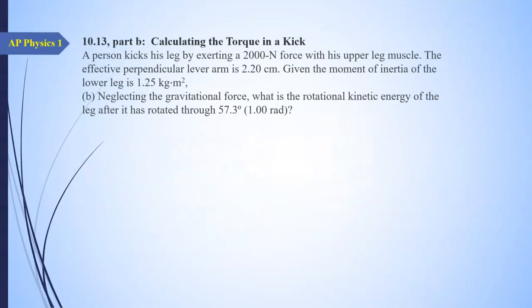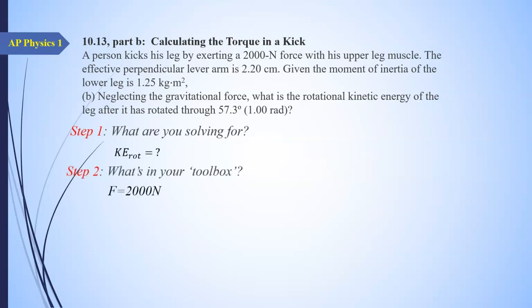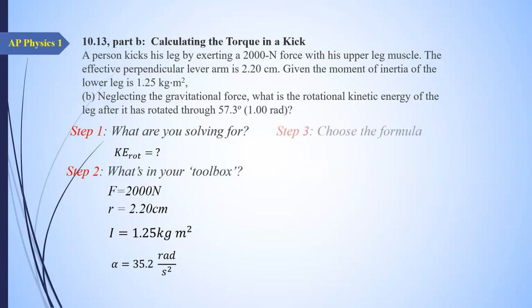Okay. So a person kicks his leg by exerting 2,000 newtons of force, same data set. So neglecting the gravitational force, what is the rotational kinetic energy of the leg after it has rotated through 57.3 degrees? That's what 1 radian is in degrees. So it's looking for rotational kinetic energy right there. So what's in the toolbox? You've got the force, the radius, the moment of inertia, and now you know an additional fact, the angular acceleration. Choose the formula, and there it is.